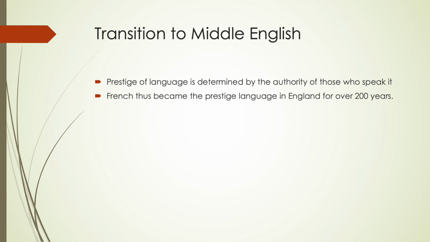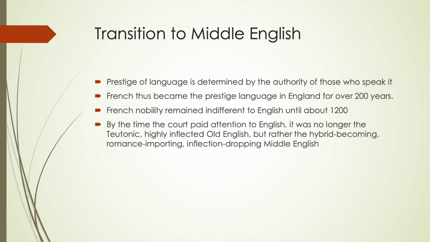So English is subjected to the language of the working class and just the lay people. And French nobility remained indifferent to English for several hundred years. They didn't really care about the language. They didn't want to learn it. They didn't want anything to do with it for as long as they possibly could. And by the time they did pay attention to it, it was already changing from the Teutonic, highly inflected Old English that we'll see the linguistic structures of in the next lectures, but it was already becoming hybridized, importing Romance words. So they were getting a lot of words and influence from French, as French was the language of prestige for so long.